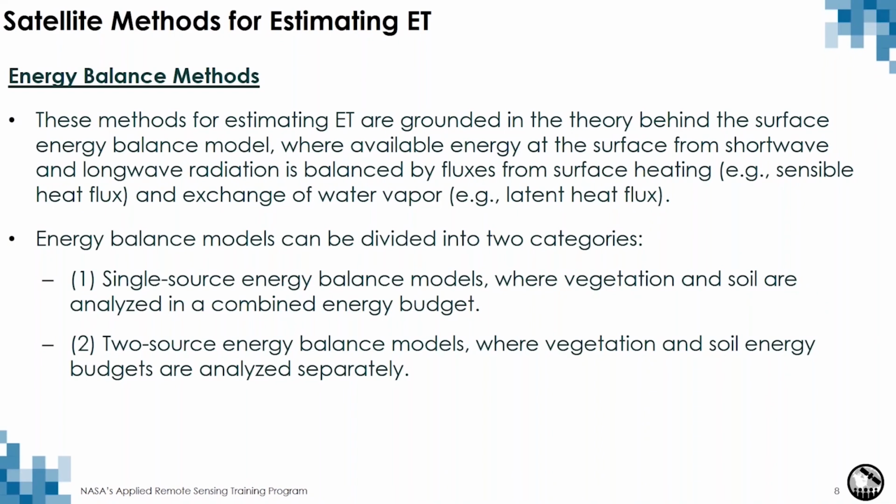To address some of those issues, a number of researchers have developed two source energy balance models, which handle the vegetation and soil energy budgets separately. This gets away from having to do that calibration or correction of considering the vegetation and the soil as one component. Treating them separately, given their actual characteristics, has been shown to lead to more accurate partitioning of the energy fluxes between vegetation and bare soil.